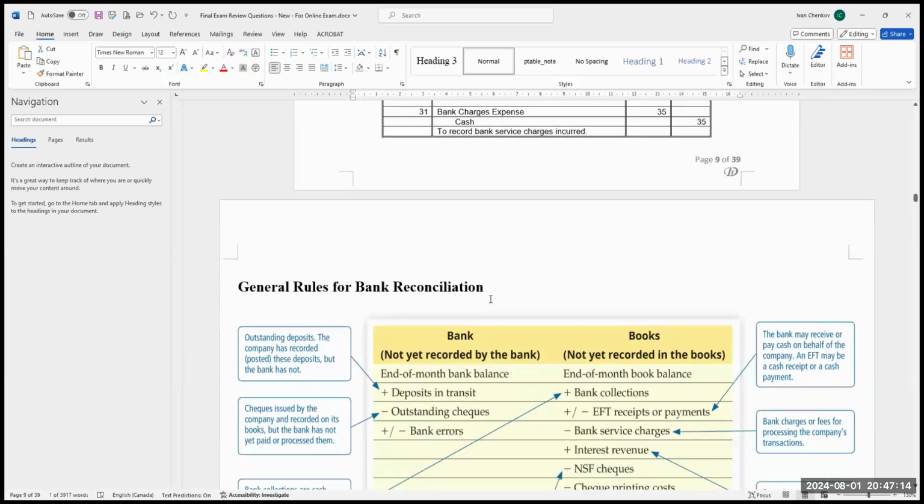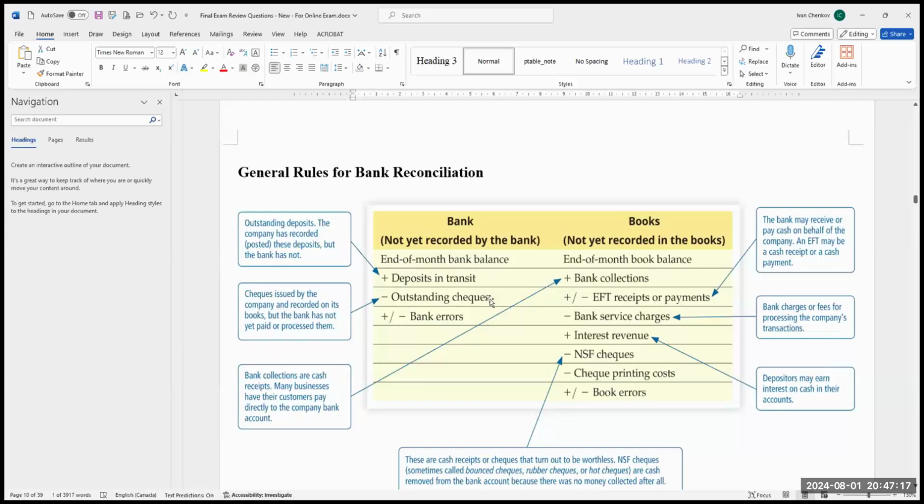Next thing that I want you to pay attention to: there'll be a question that's going to ask you about specific events, and you have to answer: is this related to the bank? Is it related to the book? Does it have to be added to the bank, or does it have to be deducted from the books? What exactly is it? And this chart is going to give you the perfect template, if you can say, with the general rules for the bank reconciliation.